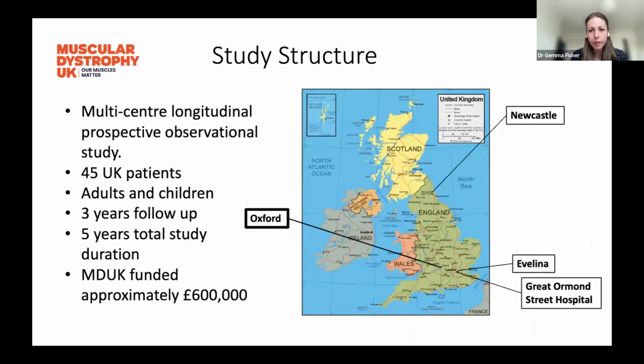So the natural history study in the UK is going to be a multi-centre longitudinal prospective study. That means we're going to see patients and follow them up over time into the future, and we're going to follow them up for 3 years. We hope to recruit 45 patients in the UK, adults and children. And MD UK have very kindly funded this study and have been instrumental to getting this off the ground. The centres involved are Newcastle, the Evelina in London, Great Ormond Street Hospital in London, and Oxford are the coordinating centre.